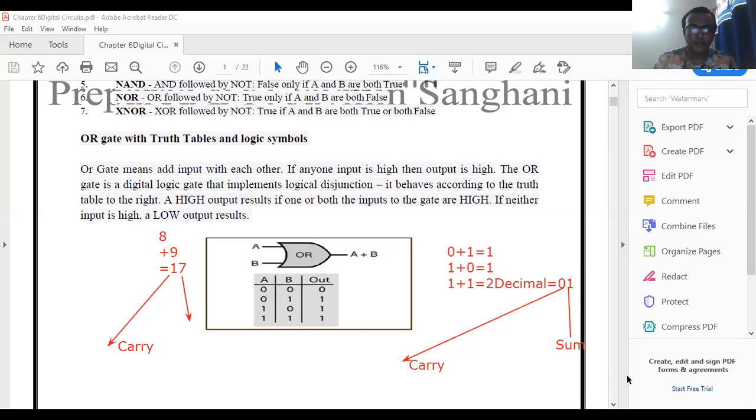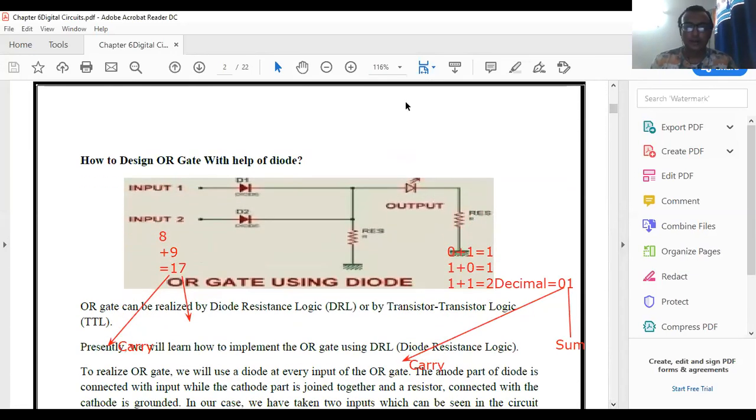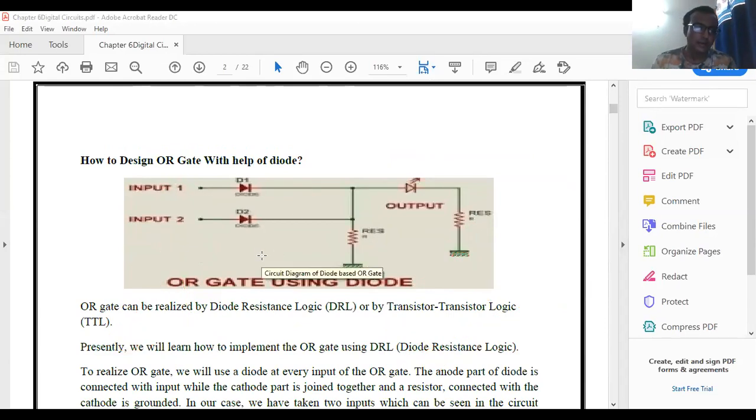Now we have switched over to the next point. How to develop an OR gate using diodes? See, this is the D1 diode, this is the D2 diode. Now if we apply 0 input here, and here also I have applied 0 input.